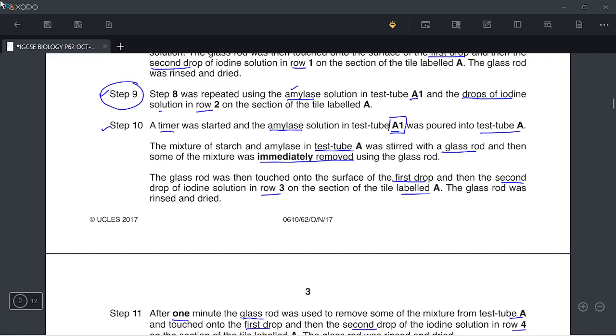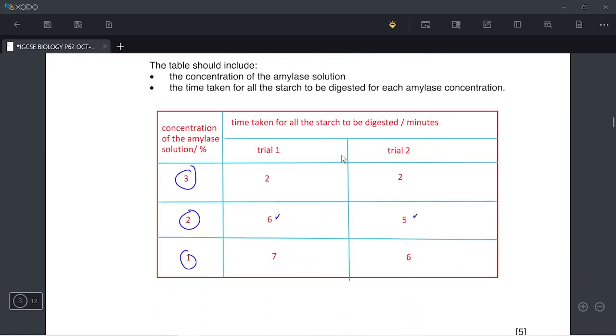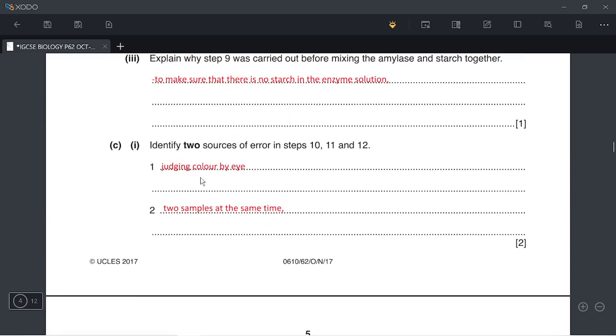Judging color by eye is really a difficult task, right? So improvement can be done that we can use a standard color for comparison, or we can use a colorimeter. So two sources of error I have noted down here. You can see judging color by eye. This is one of the errors, right? And second, two samples at the same time are taken. This is also another error.